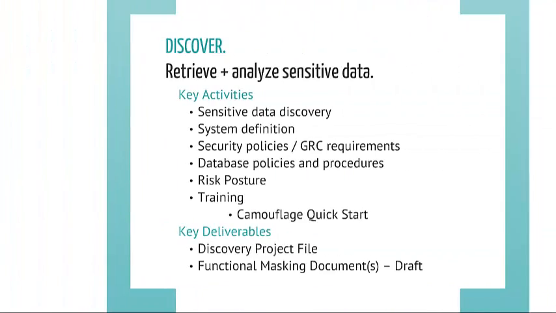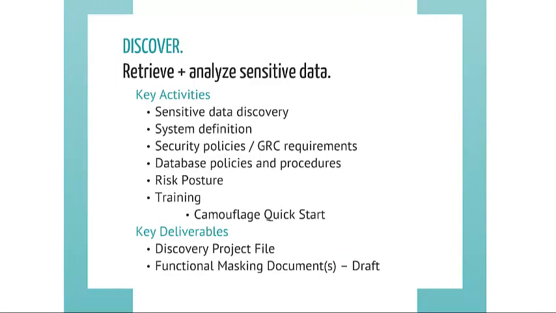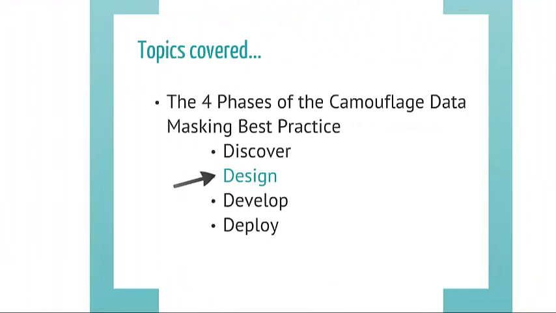The key activities within the discover phase include sensitive data discovery, system definition, security policies and GRC requirements, database policies and procedures, risk posture, and training. The key deliverables from the discover phase include the discovery project file and the draft functional masking document. The discover phase is typically 20% of the entire data masking project. Next, we'll move on to the design phase.